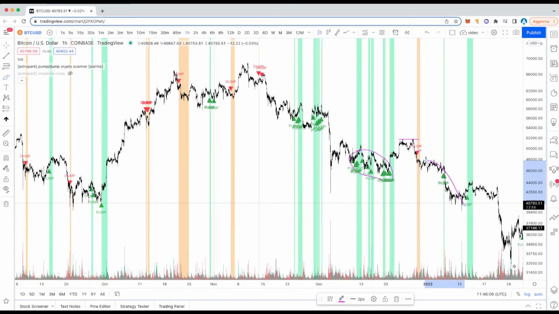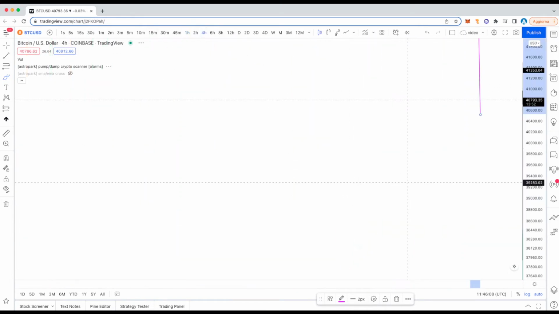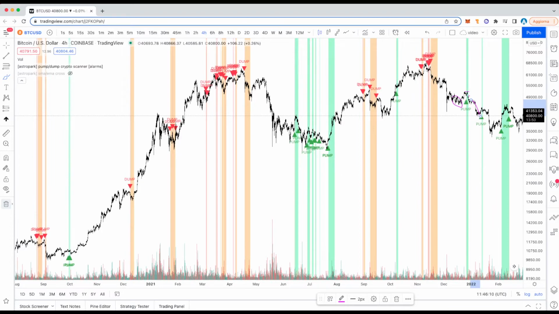So this is Bitcoin on 1 hour. This is a tool for cryptocurrencies. So you see that this works also on higher time frames. You can see here, of course, there was no breakdown.